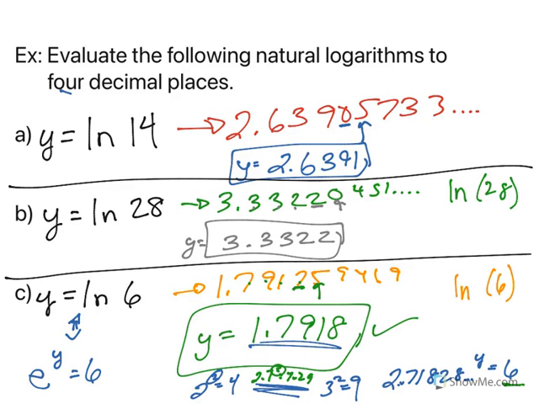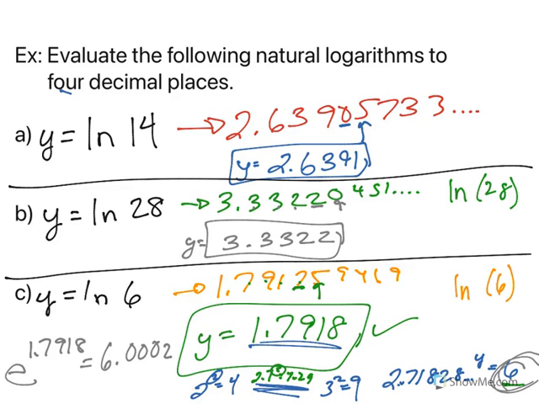So if you're thinking, does my answer make sense? You can rewrite it as an exponential. If I take e and put 1.7918, this is a way you can check your work. E raised to the 1.7918 into my calculator, I get 6.0002. So you can see it's very, very close to 6. And we rounded, so that makes sense. So in case you want to check your work.